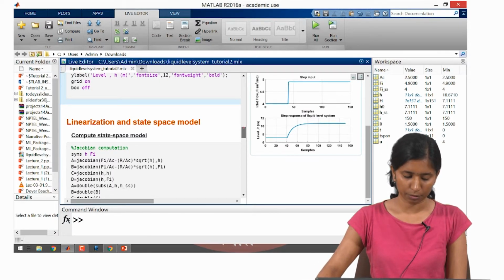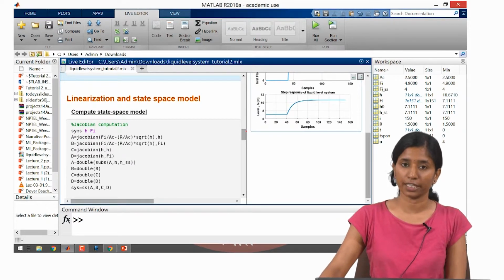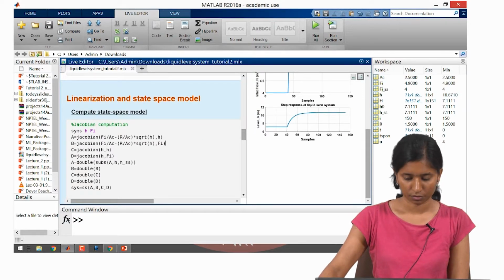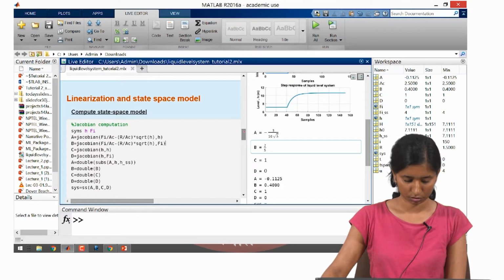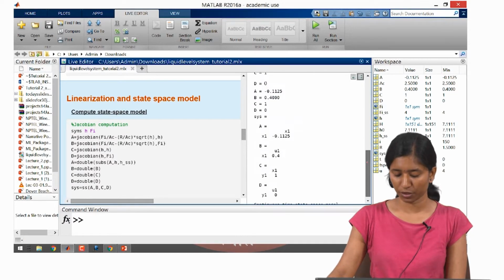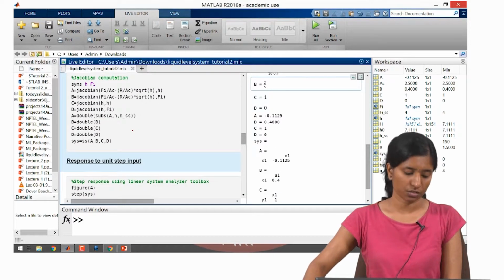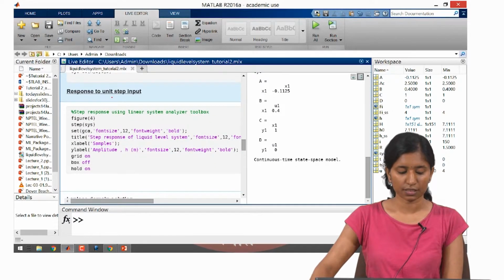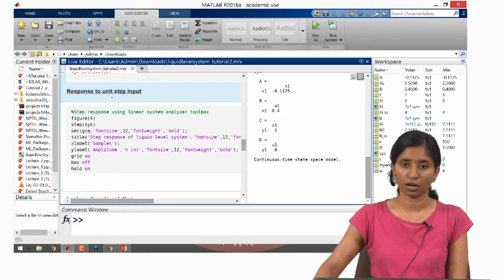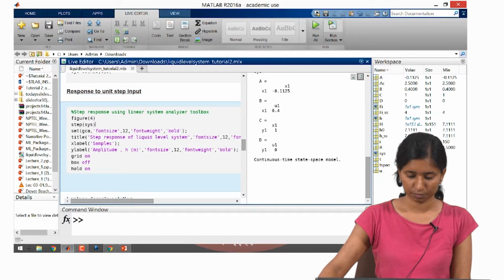Now, let me do the linearization and determine the state space model, which consists of linear differential equations. I have calculated the state space model here, and it is stored in this variable called sys, which consists of the state space model. Now, I will simulate the response of the state space model to a unit step input, and let us verify the result.